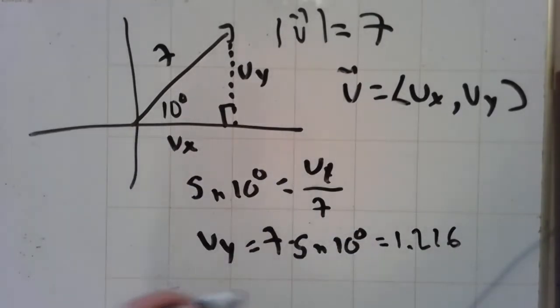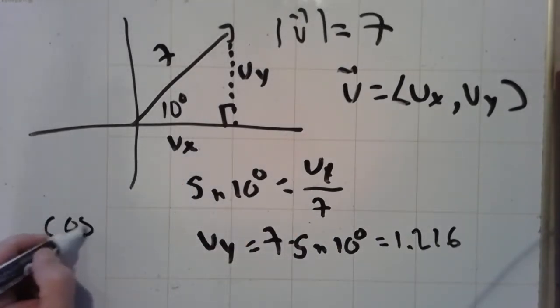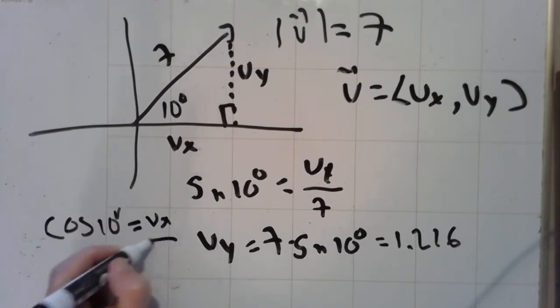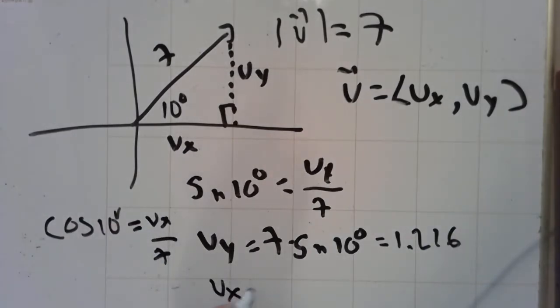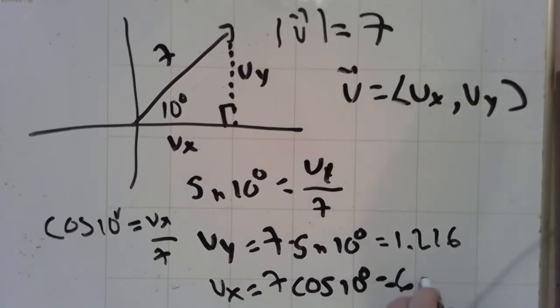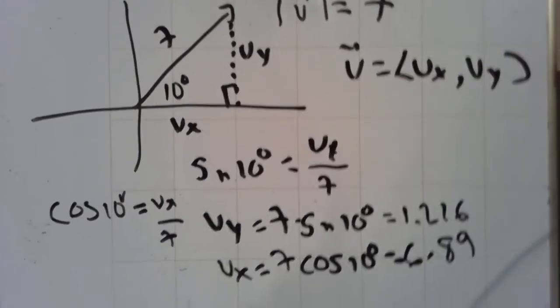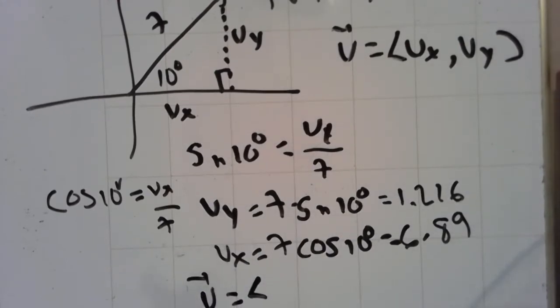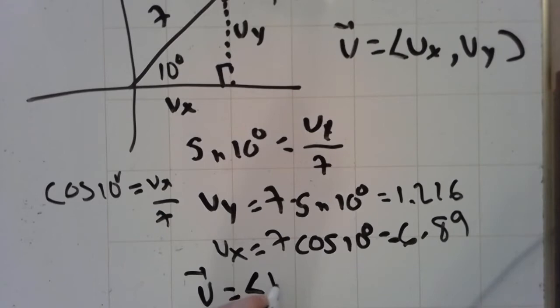Now we know if y came out to be a sine, the x is going to be a cosine. But let's check it. What is cosine of 10 degrees in this triangle? Adjacent over hypotenuse. So Vx will be 7 times cosine of 10 degrees. Let's type that in a calculator. And we get 6.89. So our vector in component form, vector v, will be, remember to always use the angle brackets here, not parentheses, 1.216, approximately 6.89.